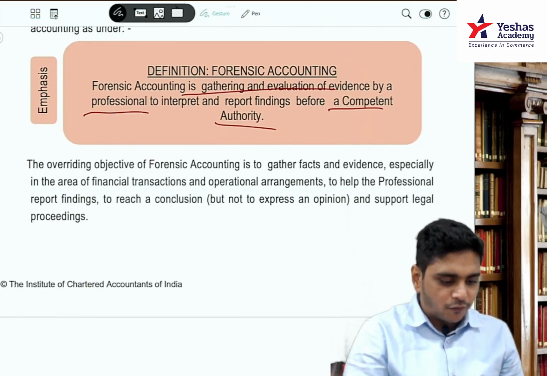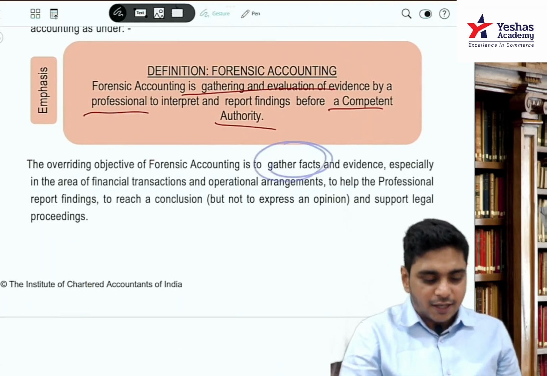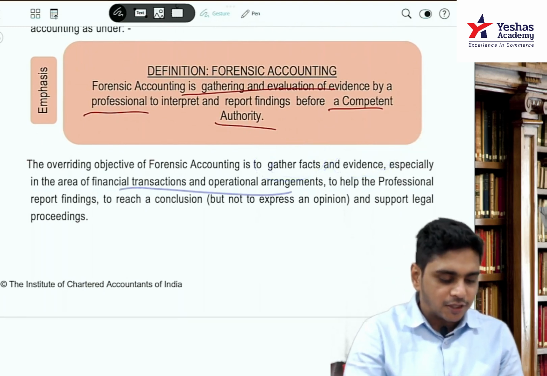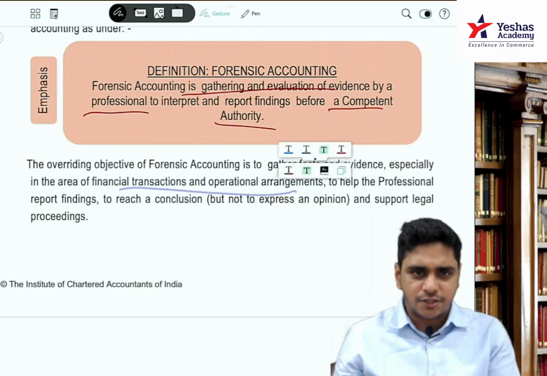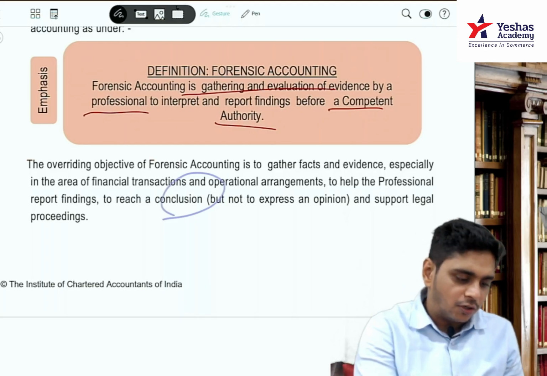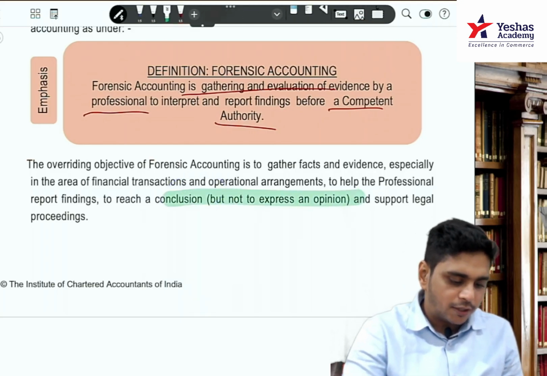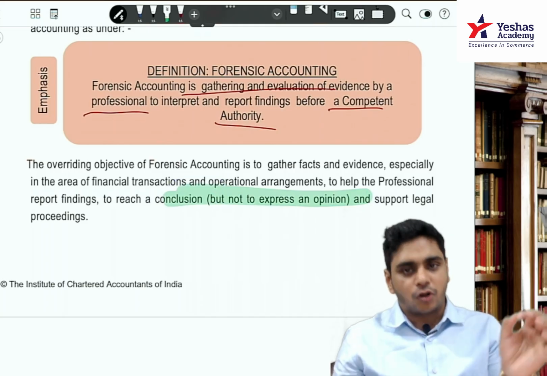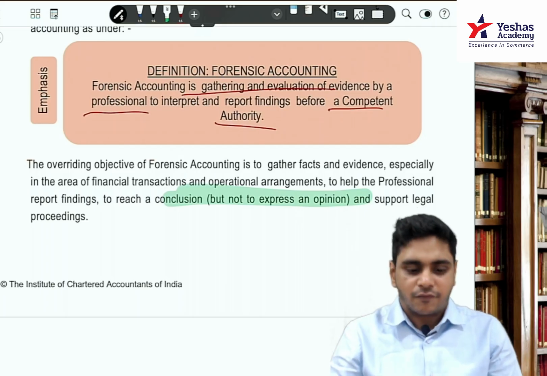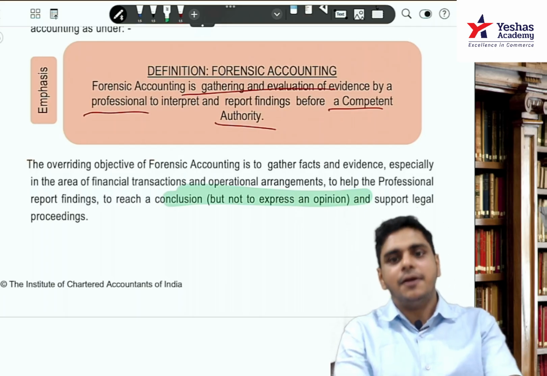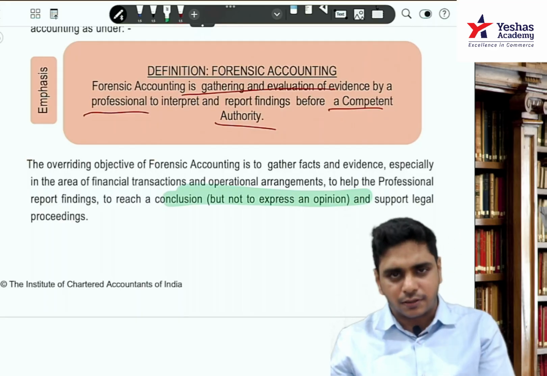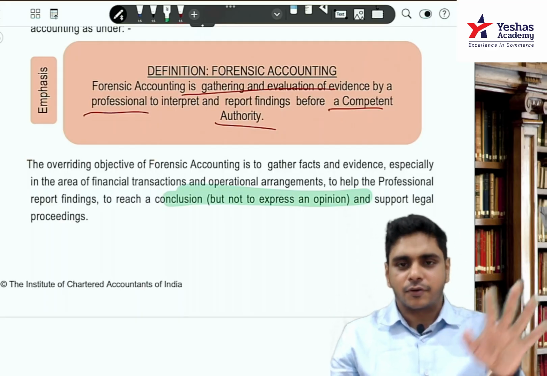Now the objective of forensic accounting is to gather the facts and evidence, especially in any financial transaction and operational arrangement, to help the professional to report the findings or to reach a conclusion. But he will not express an opinion. This is very important. We are not the auditor here, guys. We are here to establish a fact and support legal proceeding. Whether the fraud has happened or fraud has not happened. If the fraud has happened, this is a penalty, this is the imprisonment, and if fraud has not happened, then you will be going away. Okay.